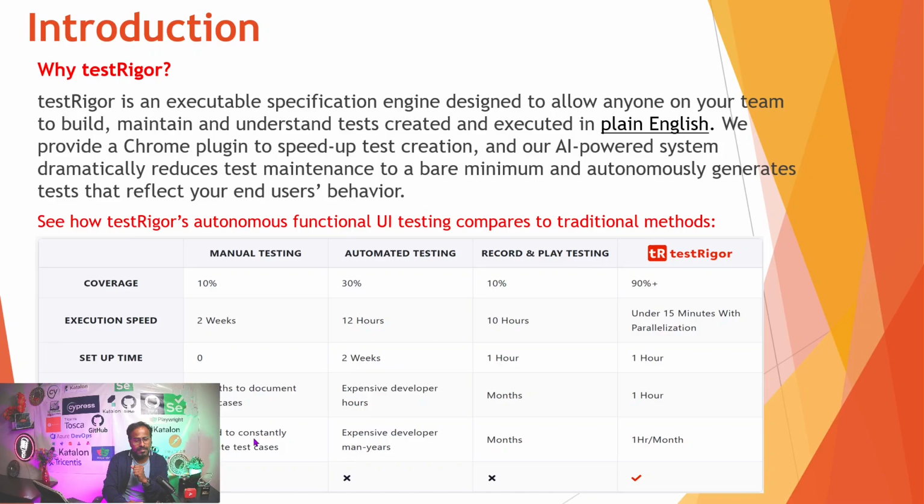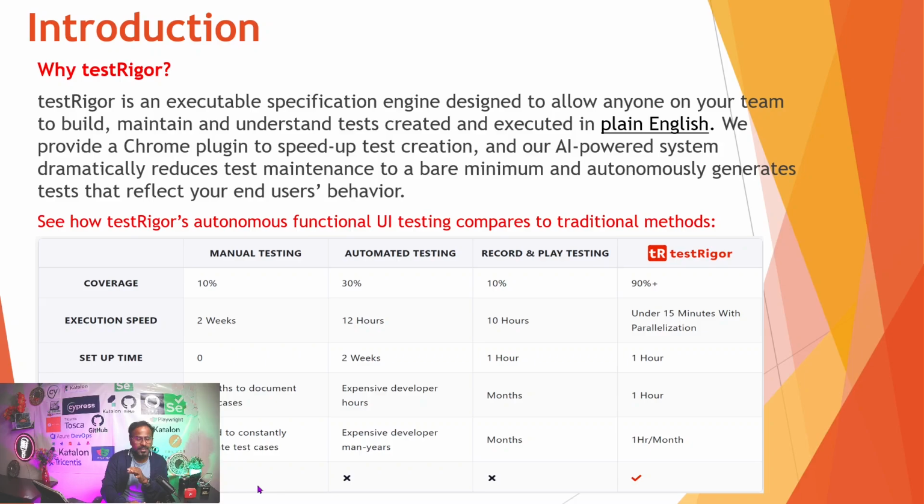Support efforts. When you are performing manual testing, you need to constantly update your test cases based on your application changes. And if you are using automation testing, you need extensive automation developer hours, right? Years together, you are going to maintain your test cases whenever there is a change in the application. And if you are using record and playback, you need to spend months to maintain or support your test automation scripts. Whereas by using testRigor, you just need 1 hour per month to support your test scripts.